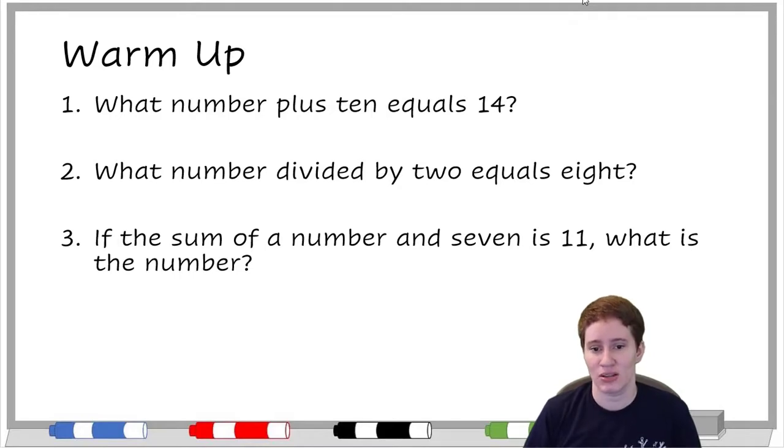So check out these questions. We've got words that are describing some math that's happening, and we're supposed to be trying to figure out the answer. If you would like to pause the video and see if you can come up with the answers, I think that's a great idea. So I'll wait here. Alright, let's go through these and figure out the answer.